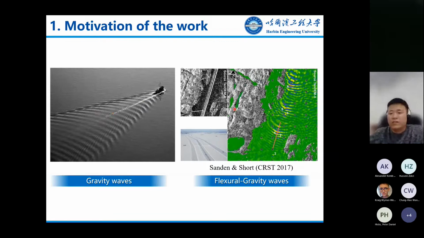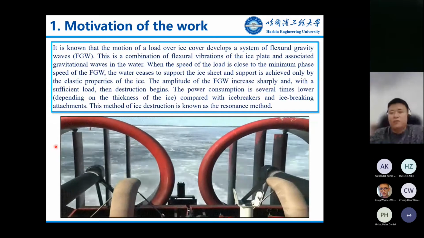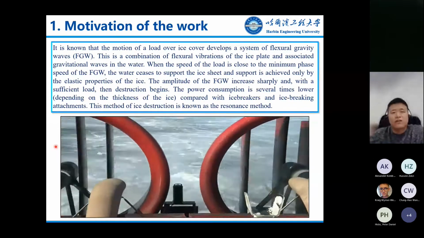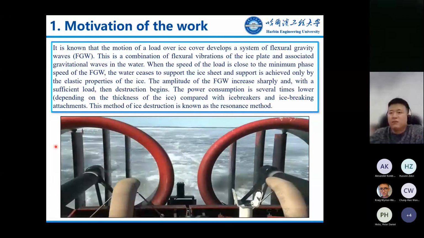If the surface of the fluid is covered by an ice sheet, the ice sheet will deform along with the water surface. Now, the bending force of the ice sheet and the gravity of the water together develop the wave. It is called the flexural gravity wave. The green picture shows the flexural gravity wave detected by satellites, which are caused by the movement of a truck on the ice sheet. The flexural gravity waves induced by a moving load are a combination of the flexural vibration of the ice plate and associated gravitational waves in the water.